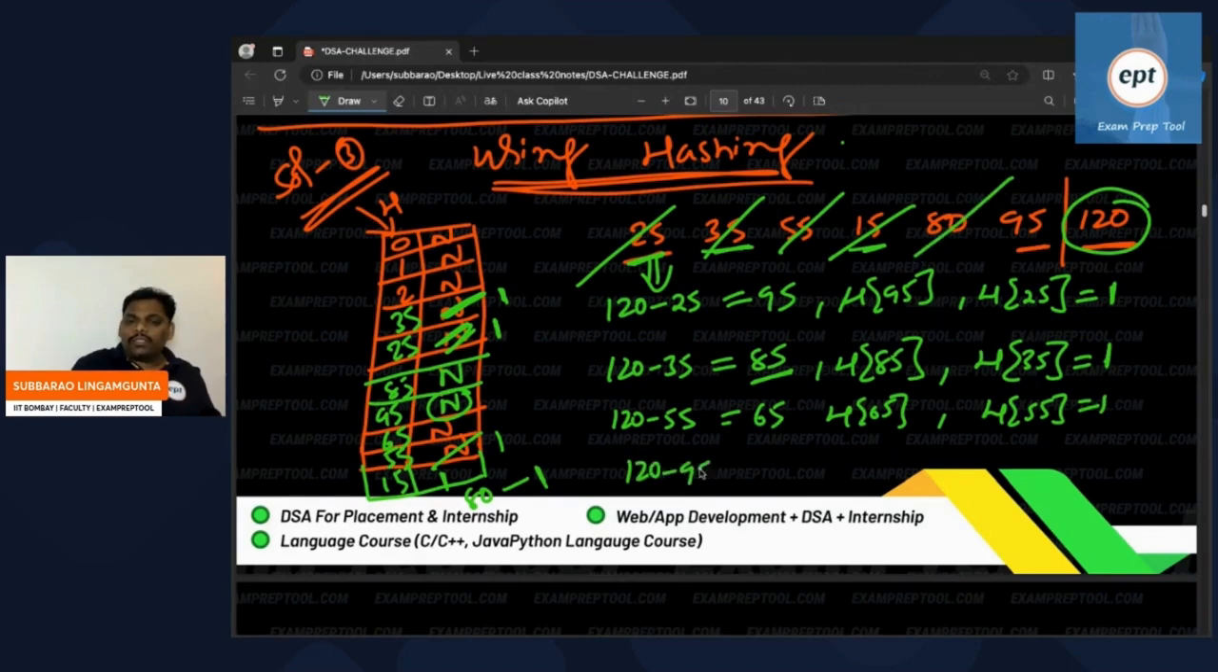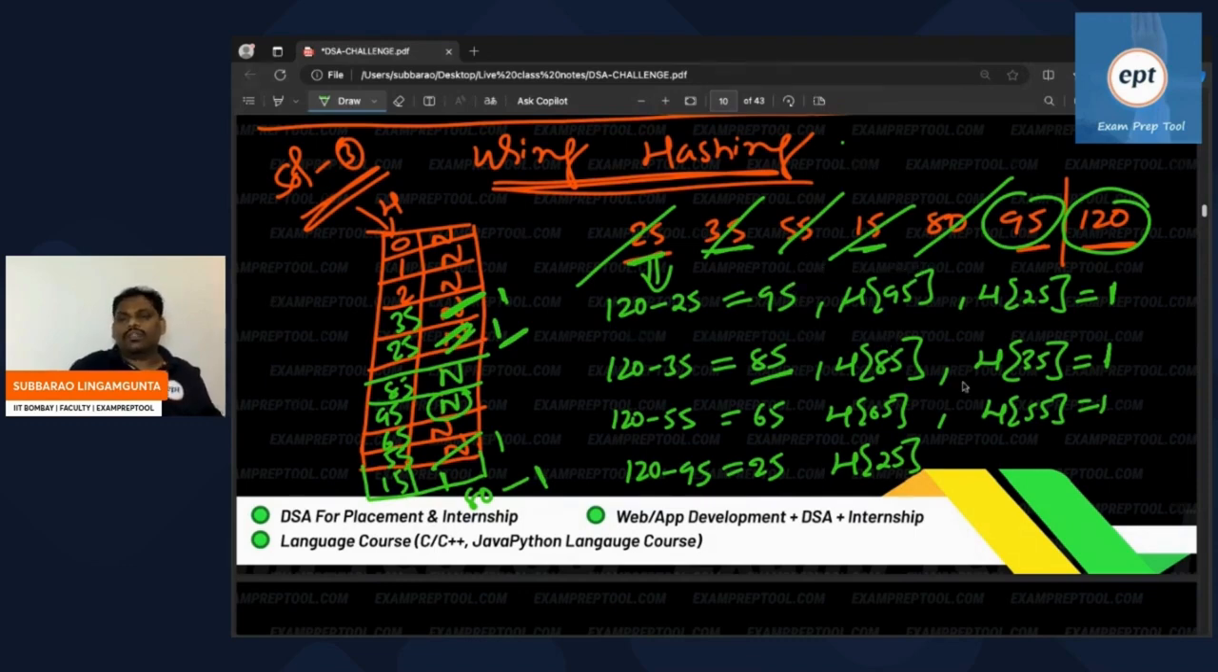120 minus 95 goes to 25. Now check the hash table of 25. Hash table of 25 is 1, which means 25 is available. 95's matching number is 25. Now 95 came, previously 25 came. So both have come, and by adding both of them, 120 will come.